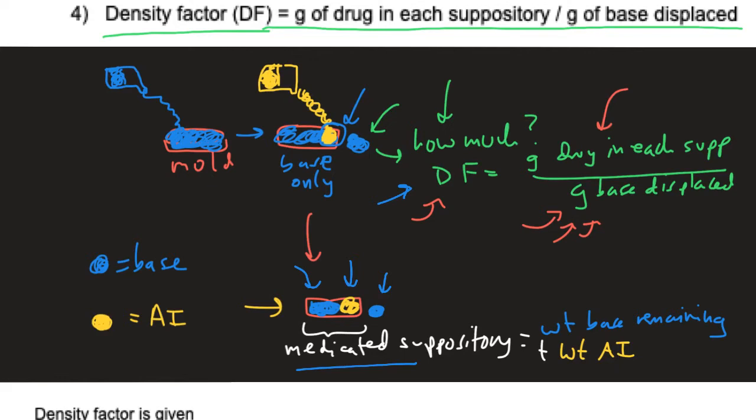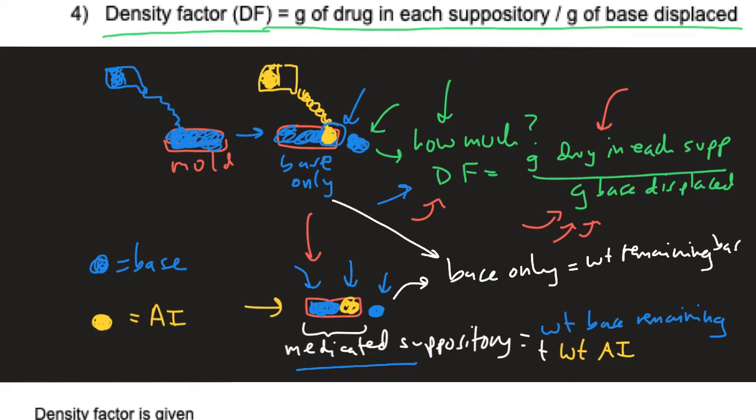which is the weight of the base displaced, because you have the base only, which is derived from this picture. So the base only is composed of the weight of the base remaining plus the weight of the base displaced. And if you know the weight of the base only and you know the weight of the remaining base, then you can figure out how much weight is displaced.